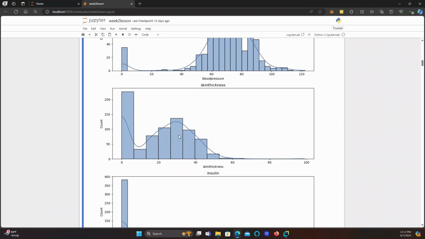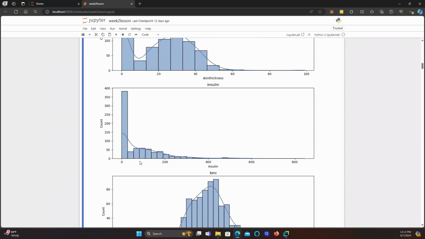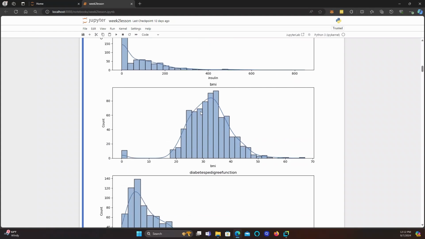Skin thickness shows us another similar thing where there's like a hump here around 30, but there's a tall bar at 0. We can see the same thing kind of with insulin, but it's a little harder to tell if there's a definite hump here or not. Humps are important. We're going to talk about histogram humps later in the video. BMI has a definite hump.